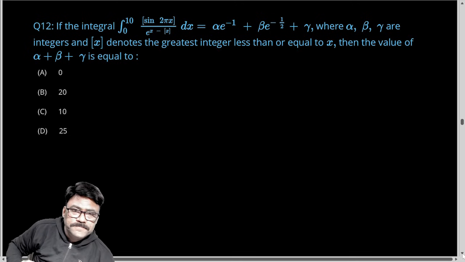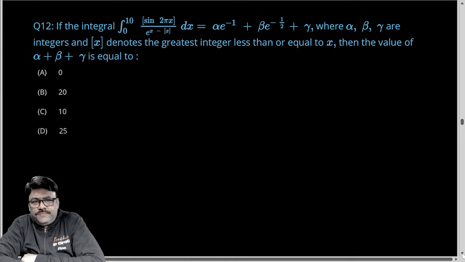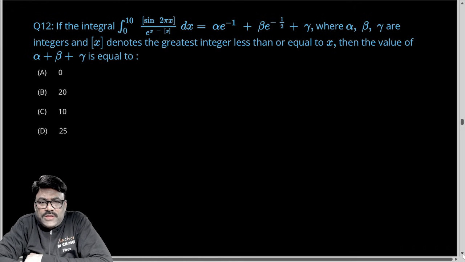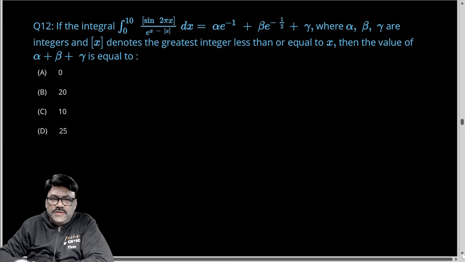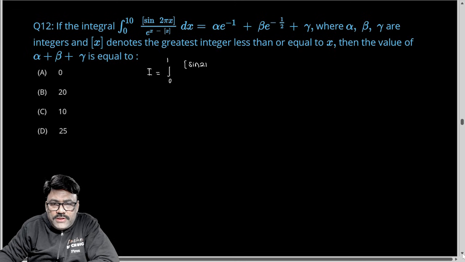Okay, see this question. This is from definite integral. The integral is already given to you: alpha times 1 by e, beta times e raised to minus half, plus gamma. So what will be alpha plus beta plus gamma? So let's integrate. I have 0 to 10 integral of [sine 2 pi x] over e raised to (x minus [x]), where [x] is the integral part of x.